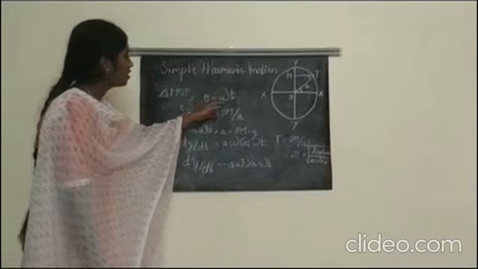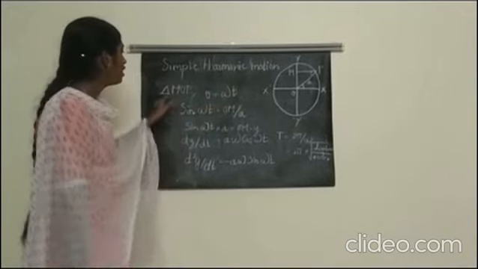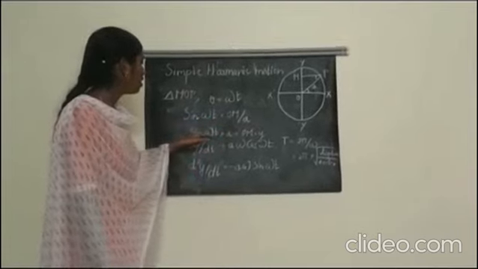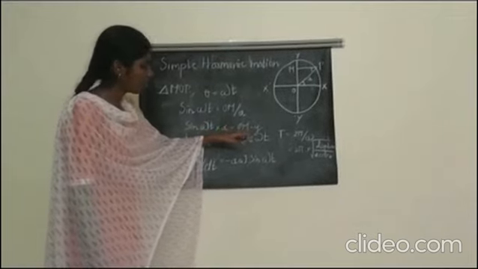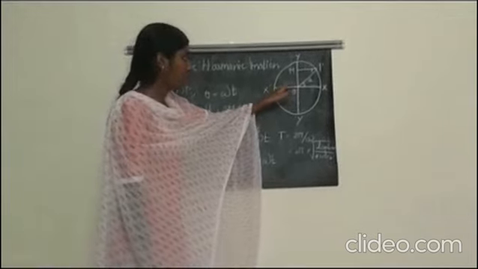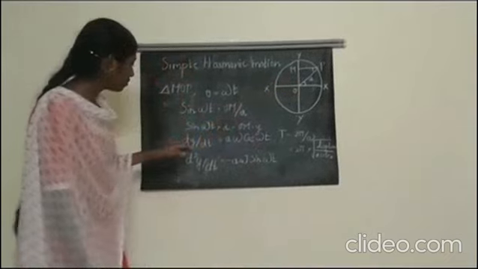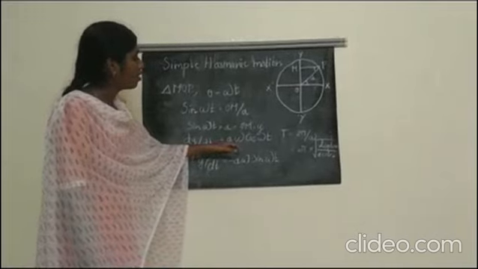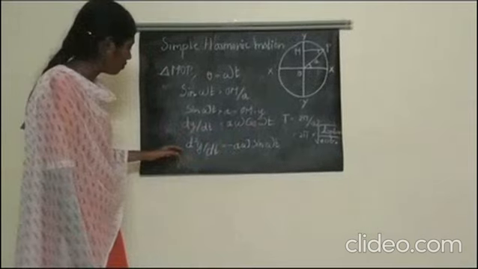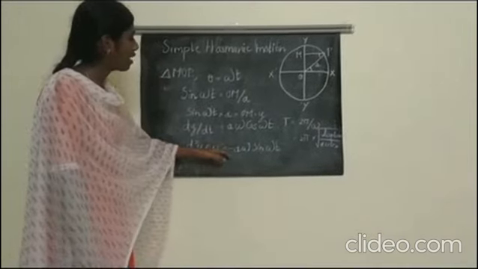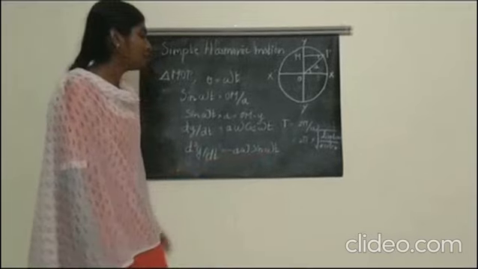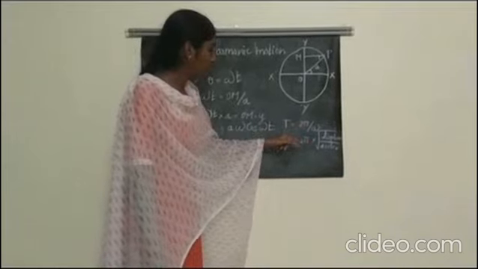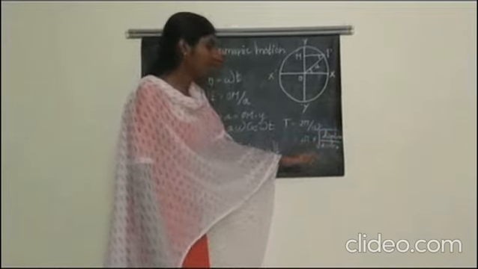Then theta equals omega into t. By the triangle MOP, sin omega t equals OM by A, so A sin omega t equals OM. OM is nothing but y, which means the displacement of the vibrating particle. Then the velocity of the vibrating particle dy by dt equals A omega cos omega t. The acceleration d square y by dt square equals minus A omega square sin omega t. Then the time period of this oscillation T equals 2 pi by omega, equal to 2 pi into root of displacement by acceleration.